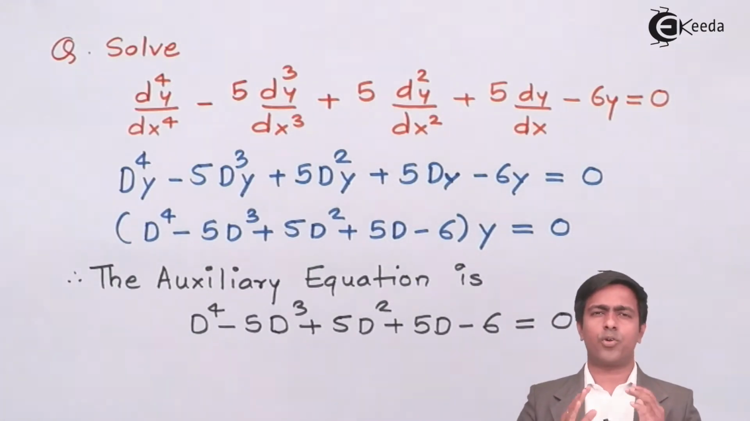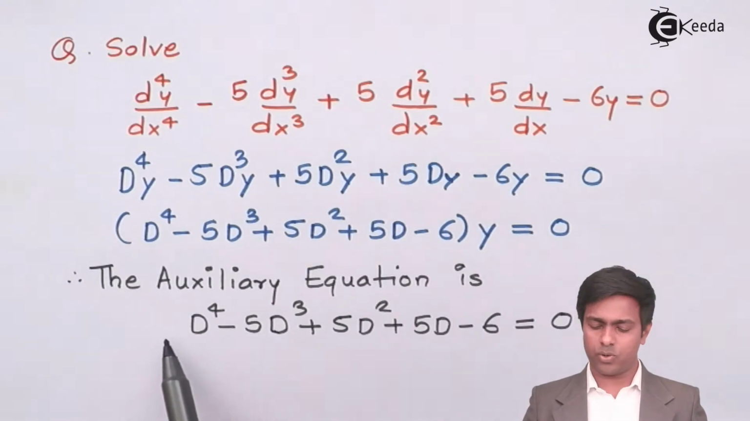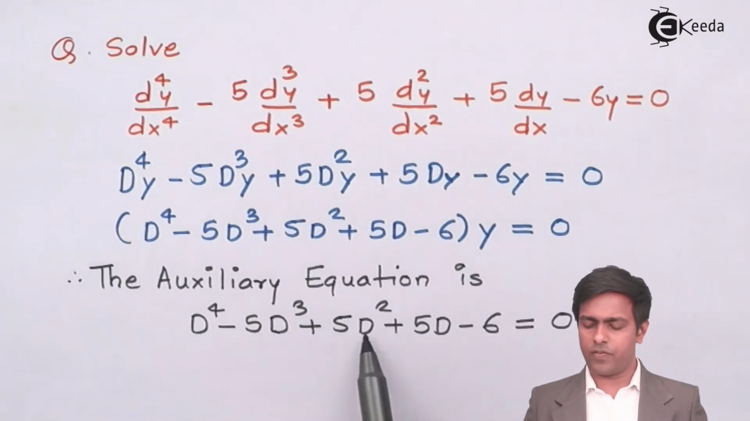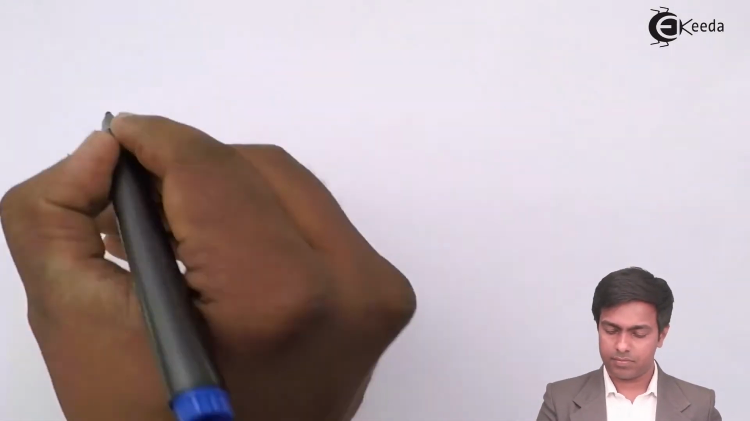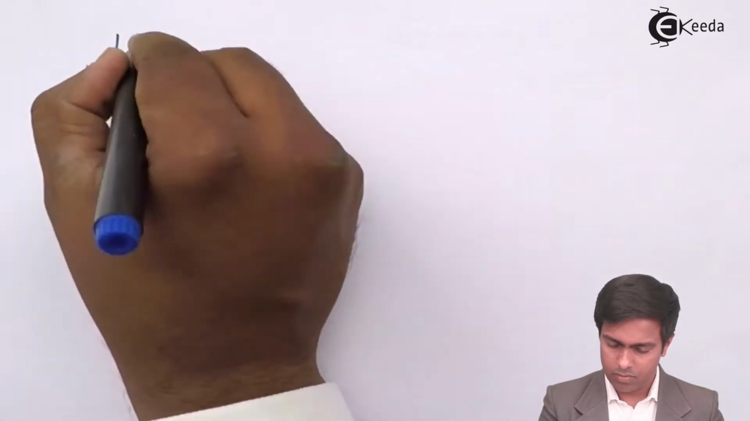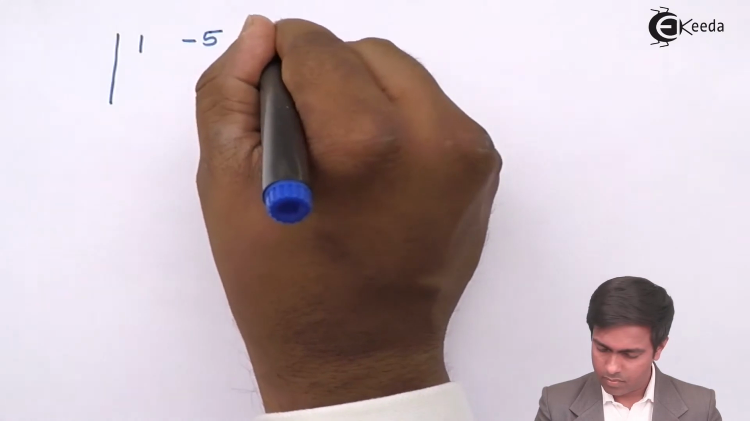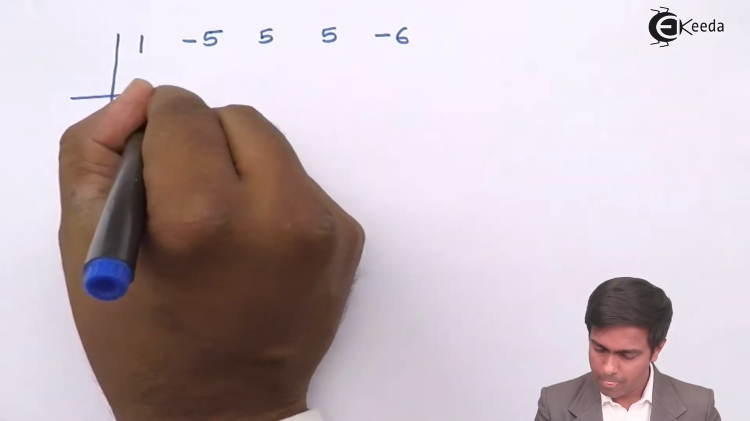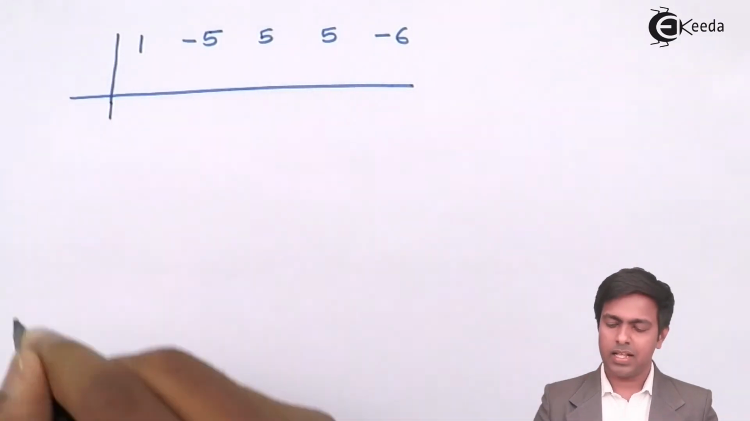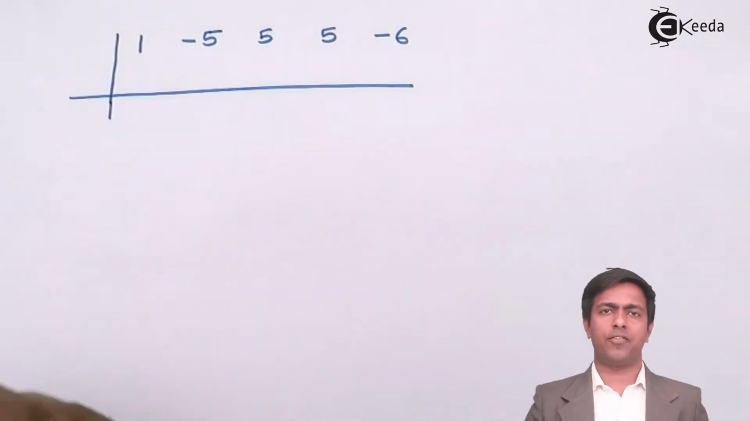So in that, what do we do? We first of all write the coefficients of all terms. So here the coefficient of D raised to 4 is 1. Then here minus 5, then 5, 5 and minus 6. I'll write those coefficients. Then the next step is we consider different roots over here and we solve it.